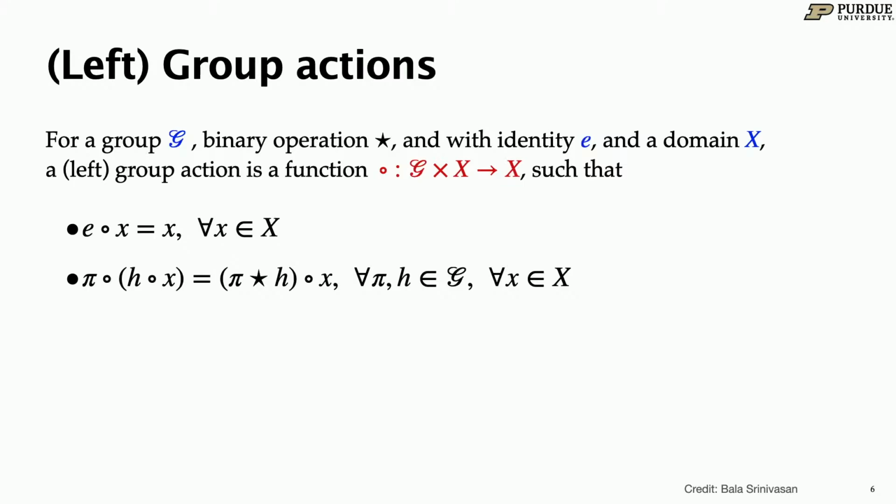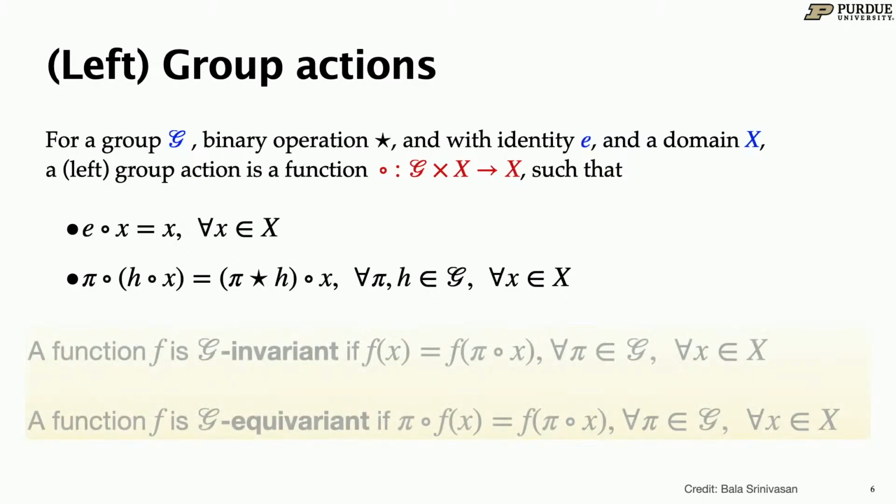I'm going to give an example to make this simple. We say that a function is G invariant if the function is invariant to any transformation of the group, and G equivariant if there is an associated way to transform the output when you transform the input and apply the function.